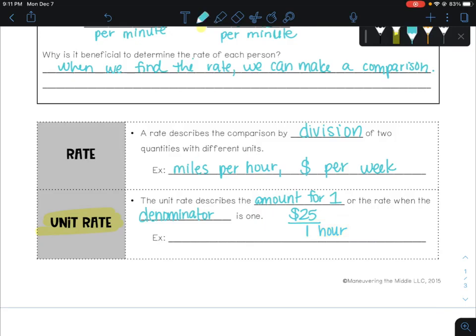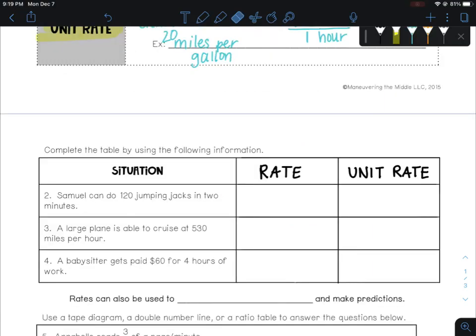We talked a little bit about this in the last unit, that number 1 can be super helpful. And in this case, it's so useful that we're giving it its own name, the unit rate, okay? Maybe miles per gallon is another type of rate you might hear. You could say like 20 miles per gallon, meaning 20 miles for 1 gallon. Or $25 per hour, meaning $25 for 1 hour. To practice the difference between a rate and a unit rate, we're going to look at 3 examples. Number 2, Samuel can do 120 jumping jacks in 2 minutes.